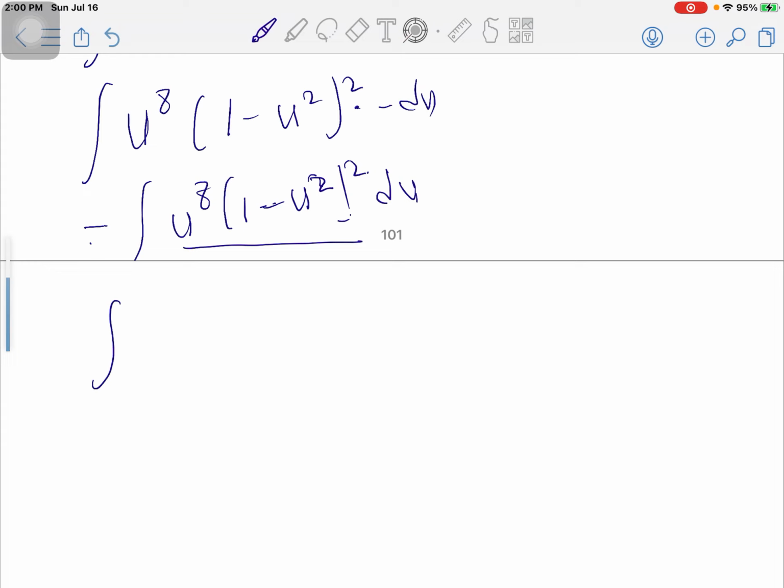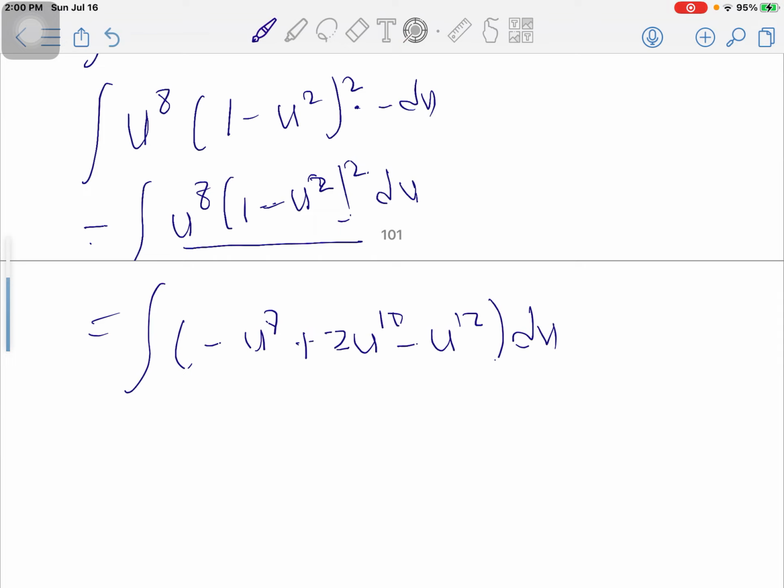Someone can decide to just simplify this one with a negative sign before proceeding. So when we do that, we are going to get the integral of negative u power 8 plus, okay, let's finish up whatever is in the bracket first. What can we do in order to simplify? Just do an expansion. Doing the expansion and simplifying with the negative sign, whatever you are going to get should be negative u power 8 plus 2u power 10 minus u power 12.